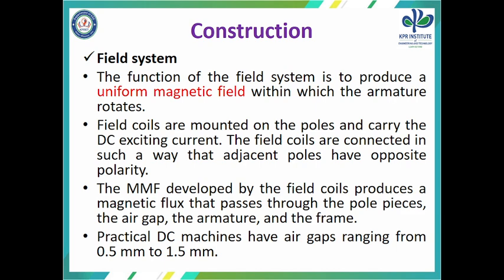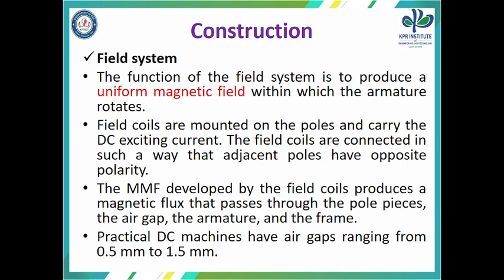The function of the field system is to produce a uniform magnetic field within which the armature rotates. Field coils are mounted on the poles and carry the DC exciting current. The field coils are connected in such a way that adjacent poles have opposite polarity. The magnetomotive force developed by the field coils produces a magnetic flux that passes through the pole pieces, the air gap, armature and the frame.